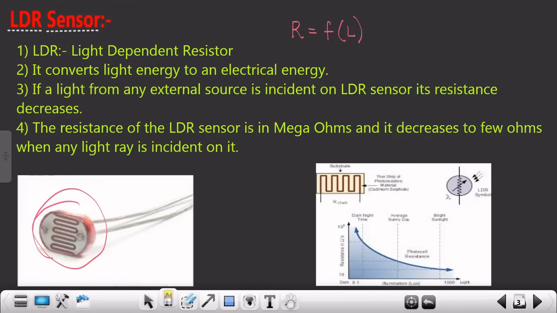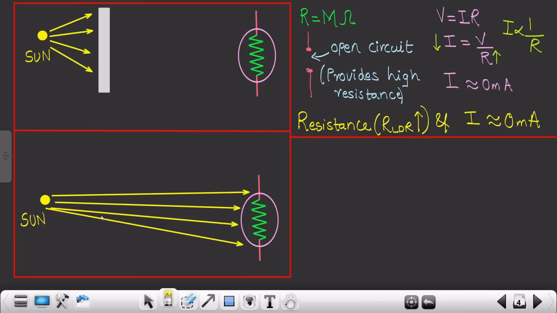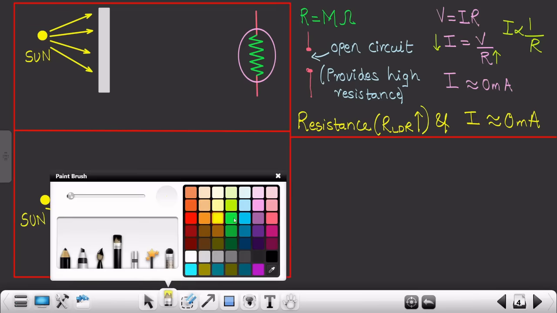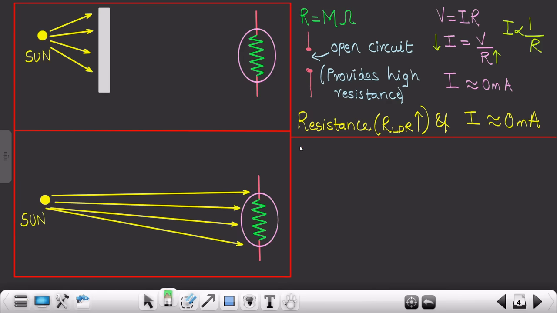The resistance of the LDR sensor is in mega ohms, and it decreases to a few ohms when any light ray is incident on it. As you can see over here, this set of light is incident on the LDR sensor, right? So now the resistance of the LDR is going to drop to certain ohms. Let's suppose it is 100 ohms. That means the resistance of the resistor decreases.